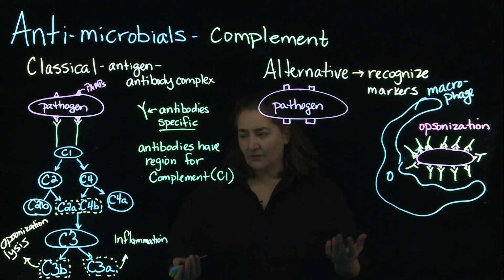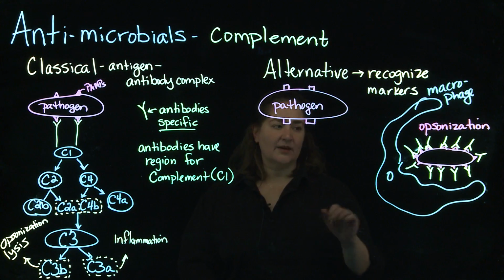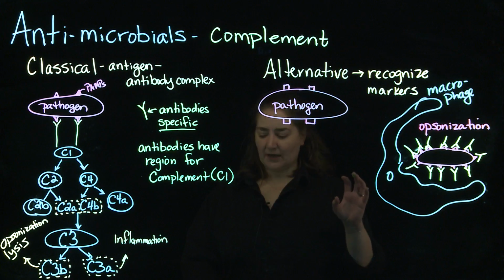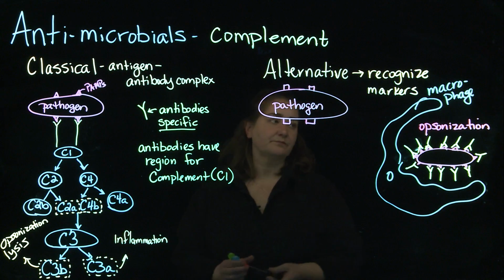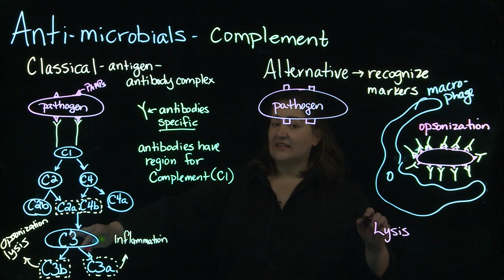So in terms of opsonization, we're talking about the antibody coating around the outside of the bacteria. We get things phagocytosed by the macrophage. All right? The other thing that can happen that I have over here is lysis.